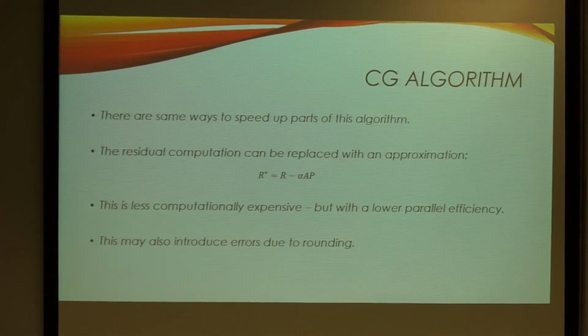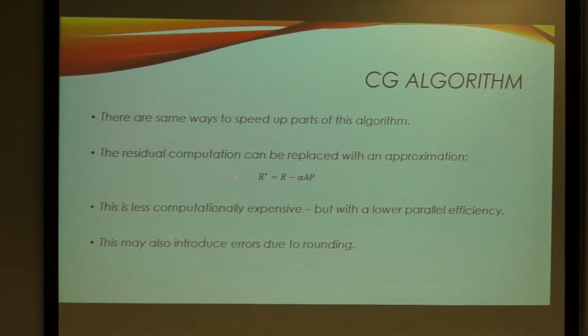The way that we speed up this algorithm, we replace, see, R equals B minus AX. That's actually a matrix vector computation and a vector addition. That's actually quite computationally intensive. We can replace it. We can say that R star is equal to the previous R minus alpha AP. That will give us a new estimate for R star. This is less computationally expensive. It does have a lower parallel efficiency, but not by much.